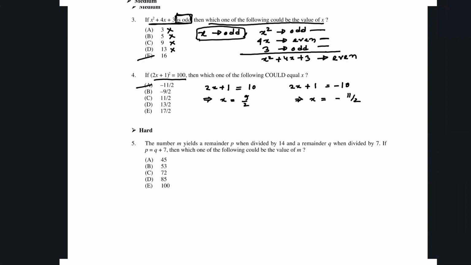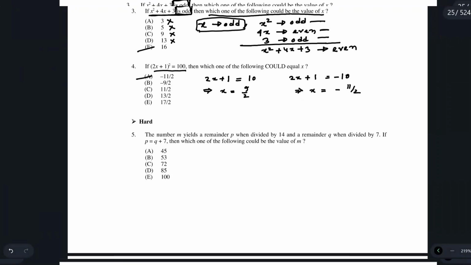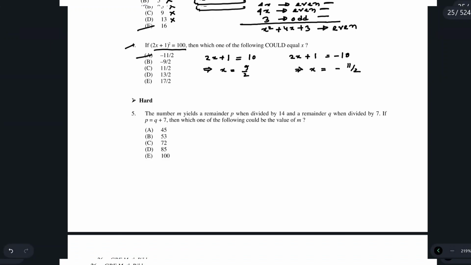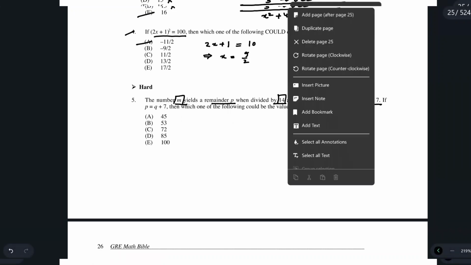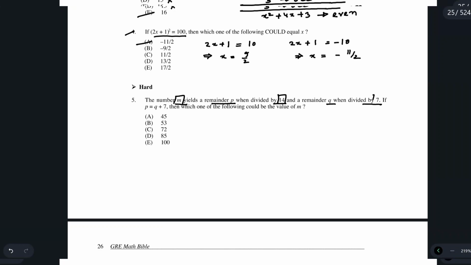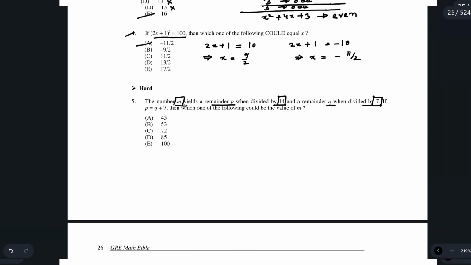Now let's move to the last and final question of this problem set. And here we are given that the number m yields a remainder p when divided by 14 and q when divided by 7. So the thing to be noticed here is that m is a number where, if we divide it by 14 and by 7, these two times it gives us different remainders, p and q, and p and q are not equal.